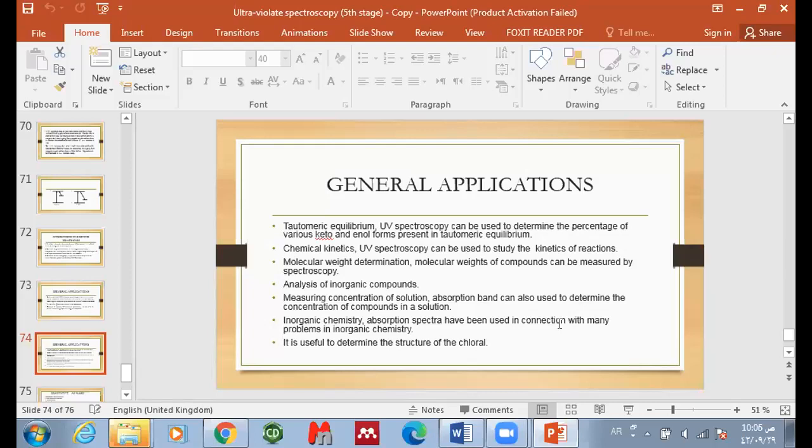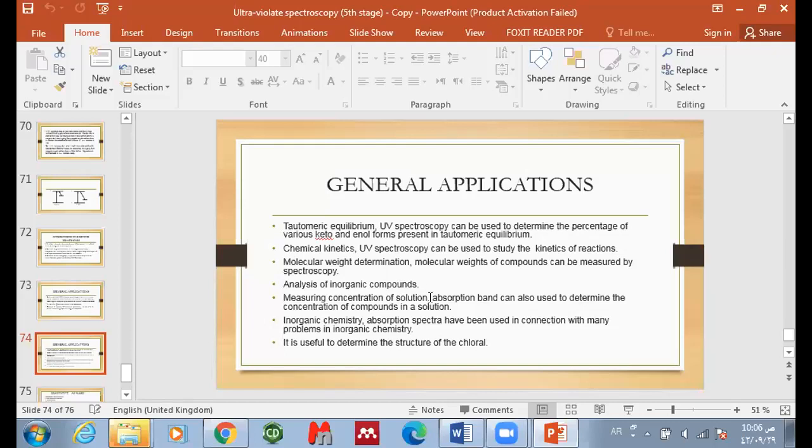Molecular weight determination. Molecular weight of compounds can be measured by spectroscopy as well. Analysis of inorganic compounds. As you discussed in your experiment, you add an inorganic reagent, FeCl3, to the unknown to change it to a color medium and determine the quantity of the aspirin by forming a complex.